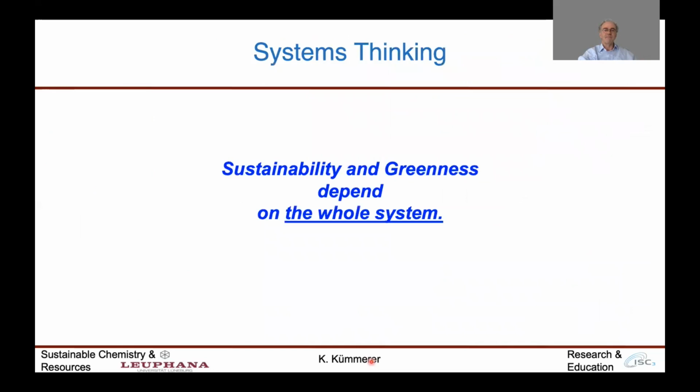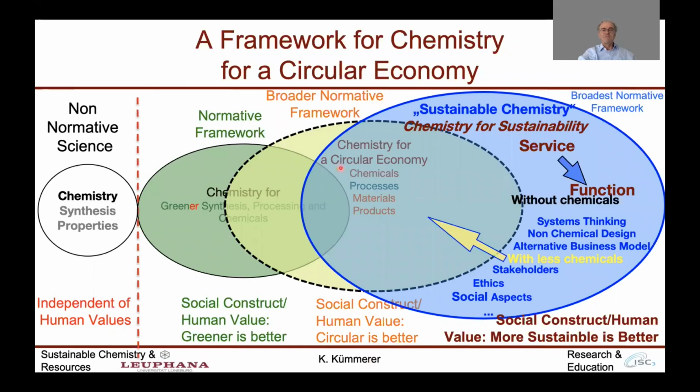What we need, in fact, is a much broader thinking and understanding, which is so-called system thinking, because sustainability and greenness depend not on individual points or technologies. We have to look at the whole system, what is really a better contribution. The whole system we have to take into consideration. So the bigger framework is sustainable chemistry, which we need, or chemistry for sustainability.